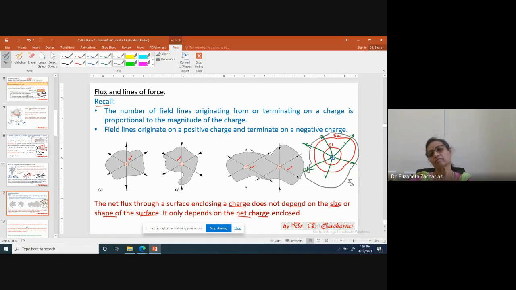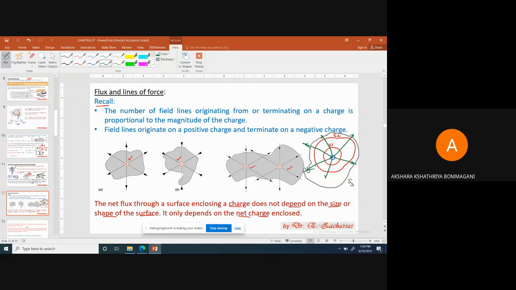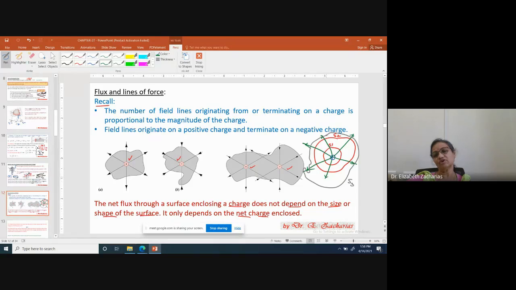Surface 3. What is the flux through this? Is it the same as S1 and S2? Yes, ma'am. Yes, because you know that field lines never stop in mid-air. It's the same number of field lines which are entering and emerging. For example, here you see the same line emerged, entered, emerged, therefore emerged.